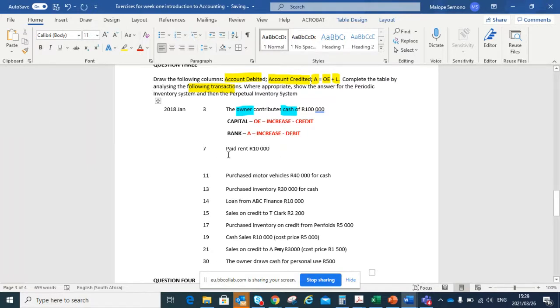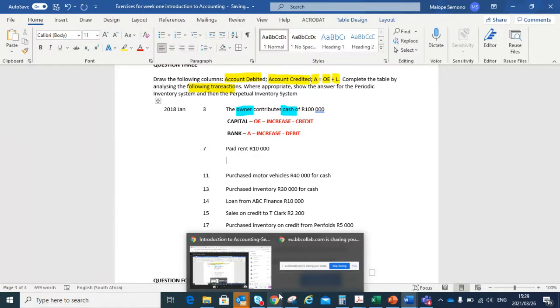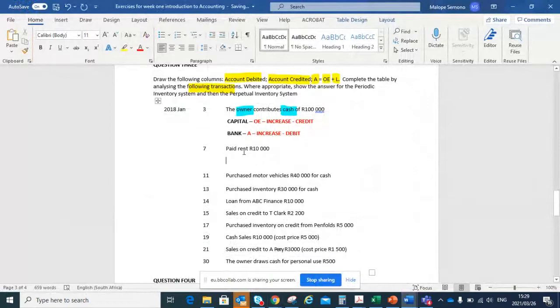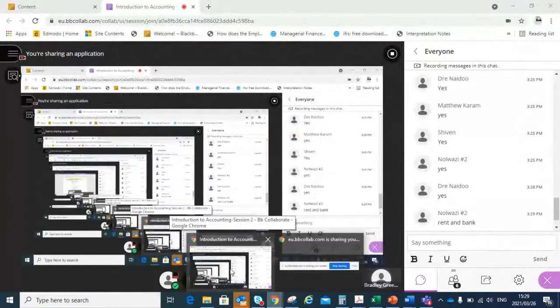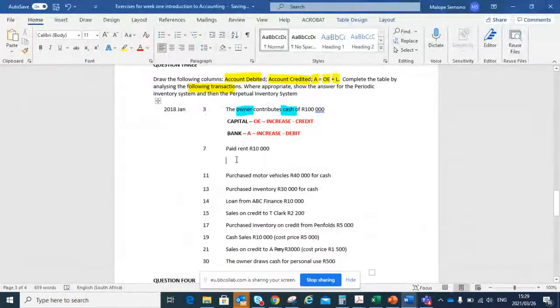So who can tell me what two accounts do you see here on the 7th? Which accounts can we identify here? Please try on the chat. Tell me which account. There must be two of them. I'm going to wait for you so that you can try. Nolas said rent and bank. Yes, Dr. Dre, you are correct. Nolas, you are correct. So I'm going to say rent and bank.